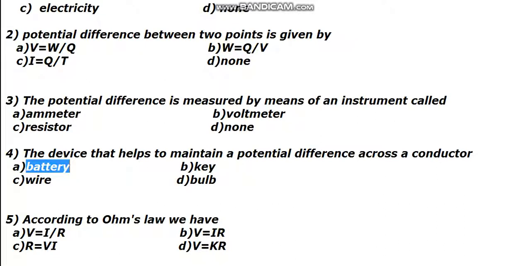Now don't get confused by the key, the wire and the bulb. This battery is the device which maintains the potential difference. Very simple questions, no confusion.